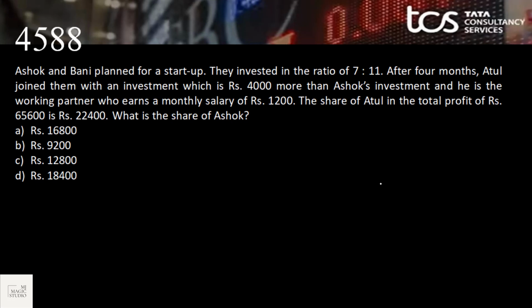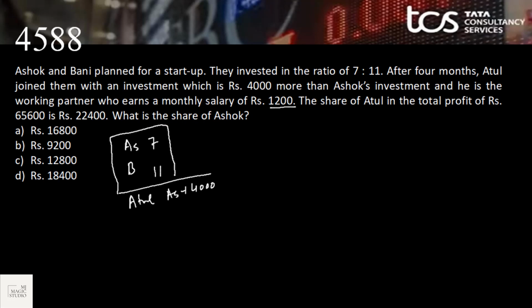Okay, let's see what's there in this. Ashok and Bani planned for a startup. They invested in the ratio 7:11. After 4 months, Atul joined them with an investment which is 4,000 more than Ashok's investment. And he is the working partner who earns a monthly salary of 1200. The total profit is this one, and the share of Atul is 22400. What is the share of Ashok? Whatever is left with the company after Atul's share needs to be divided in the ratio of 7:11 for Ashok and Bani.